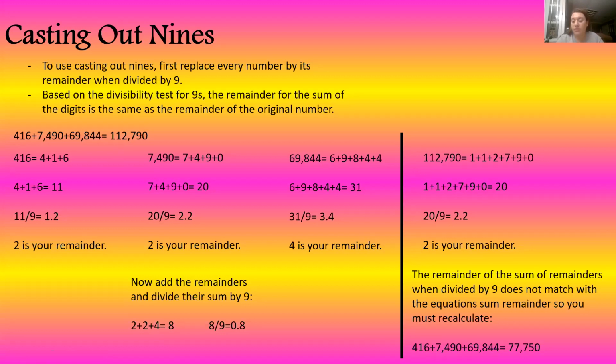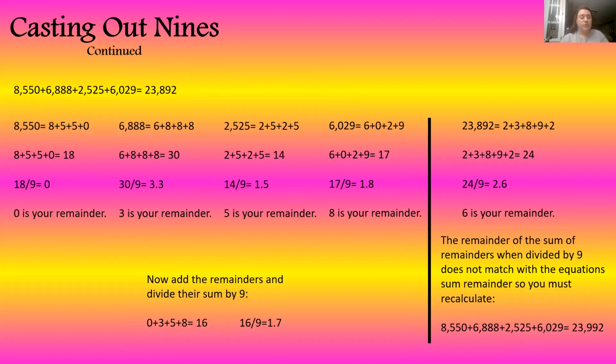Well, the remainder of the sum of remainders when divided by 9 does not match the equation's sum remainders, so you must recalculate. Your remainder was supposed to be 8, but instead you got a 2. So that shows you that the final answer is not correct. So what you do is you add your 416 plus 7,490 plus 69,844, and it gives you 77,750. All right, on to our next one.